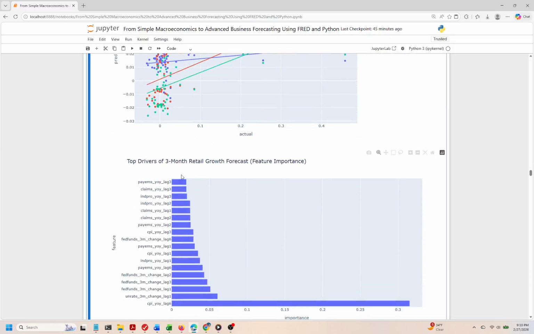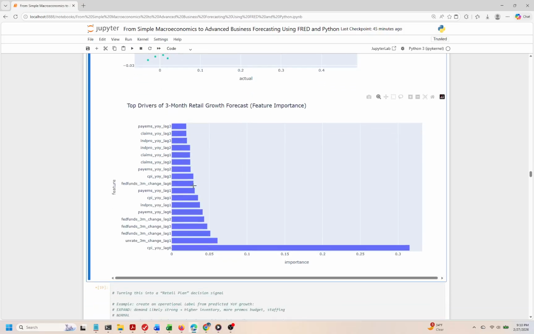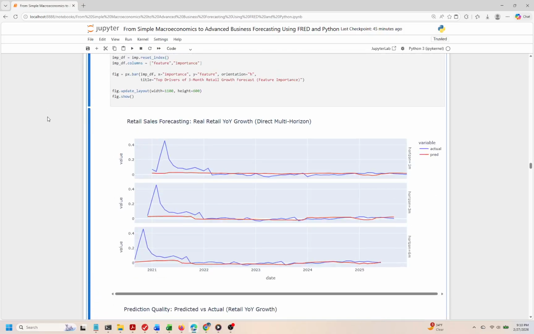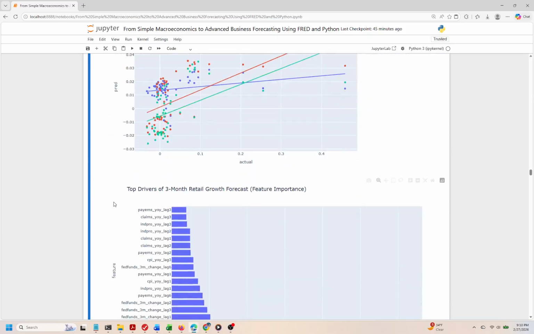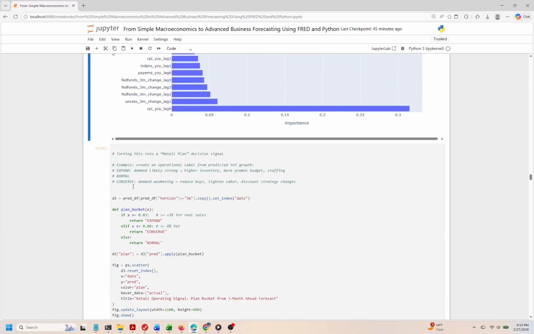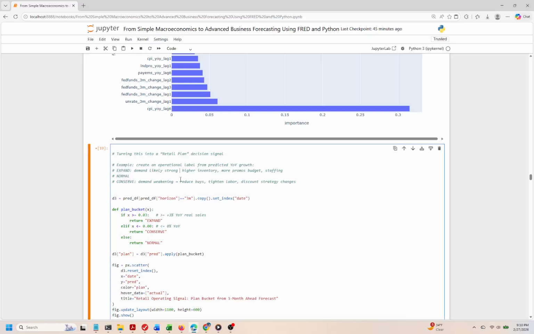Cell 14. In this cell, we are creating a decision signal for our retail plan based on predicted year-over-year growth rates. This is crucial because it informs our operational strategies, allowing us to adapt inventory levels, promotional budgets, and staffing according to anticipated demand. The first step involves isolating a subset of our predictions, specifically looking at a 3-month horizon. This timeframe is relevant because it strikes a balance between being timely and actionable.